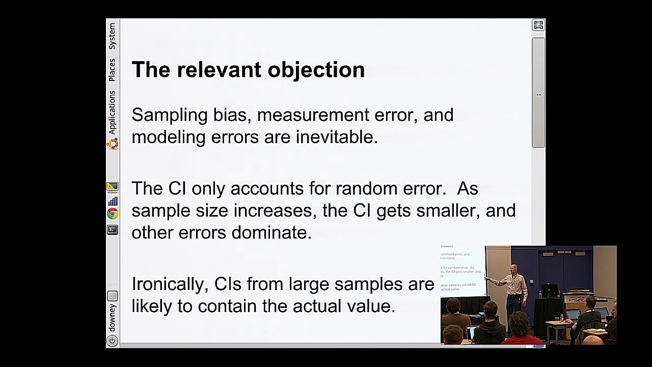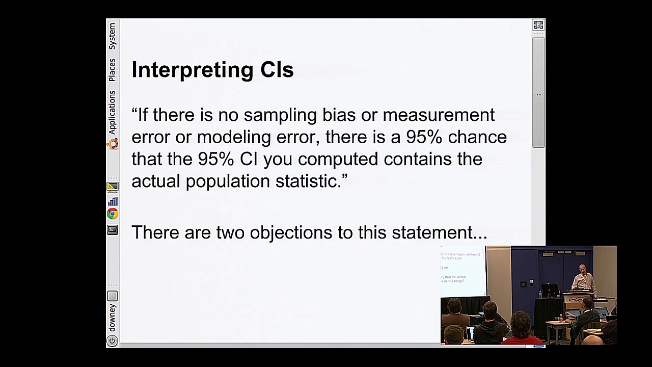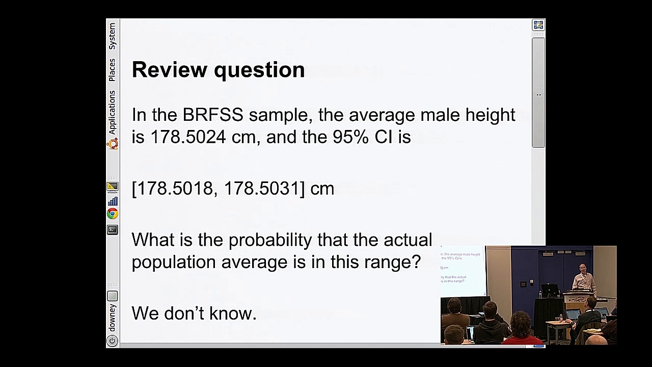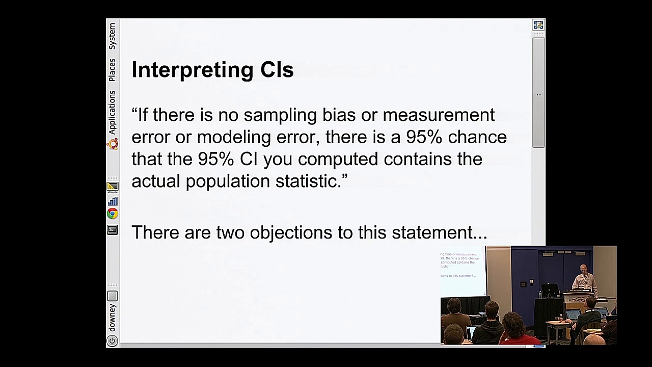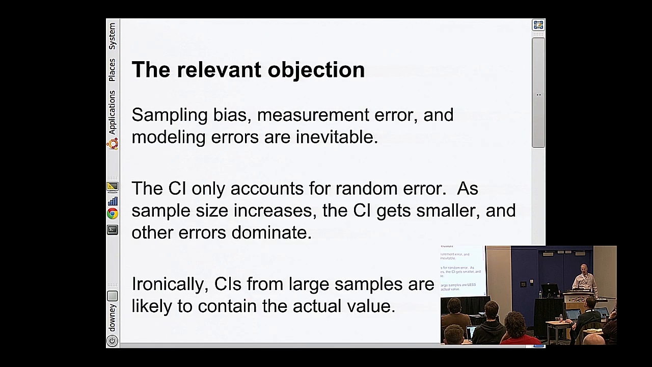And in fact, it is excruciatingly unlikely that we know the average male height with 5 digits of precision. So I would say that the answer to my question is, we don't know. Actually, I would go so far as to say that the probability that the true value falls in that range is epsilon, approximately 0. We would have to be extraordinarily lucky.